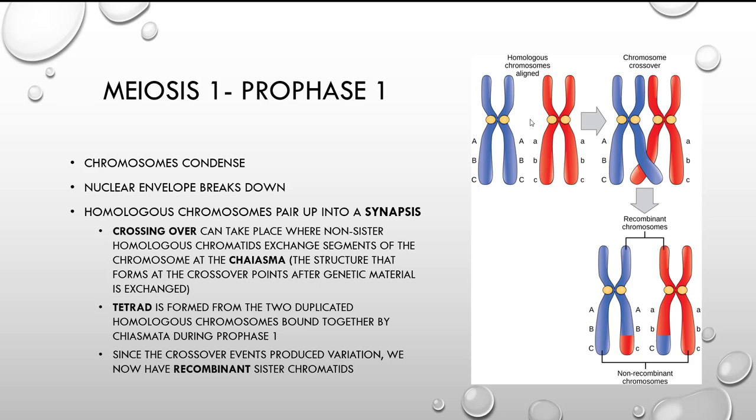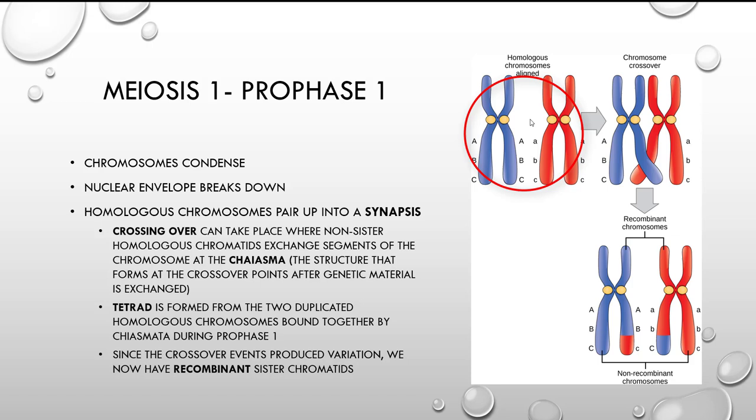So the chromosomes start to condense just like in prophase. The nuclear envelope breaks down just like in prophase. The centrosomes start moving to opposite poles just like in prophase. The mitotic spindle starts to form just like in prophase. However, there is a big difference here. As the chromosomes are condensing, the homologous chromosomes start to get close together and they pair up.